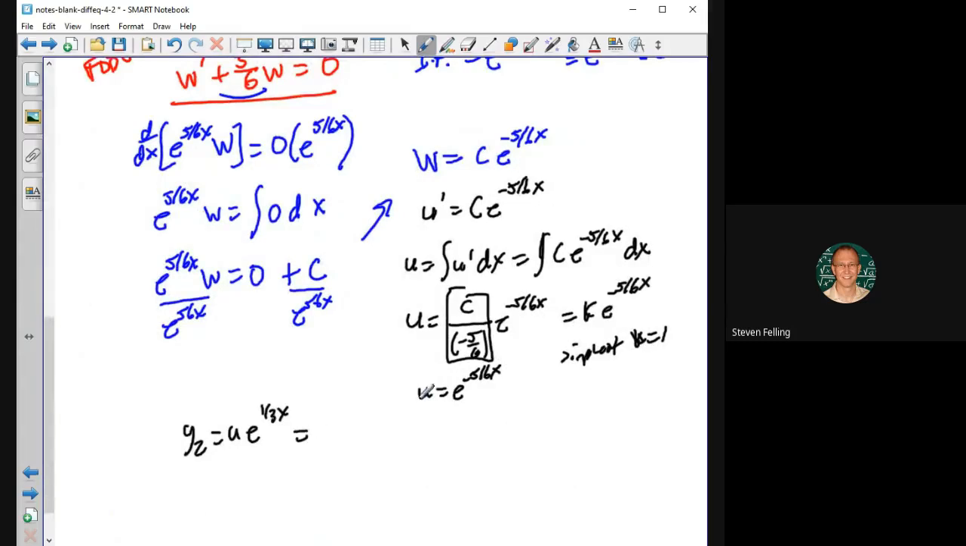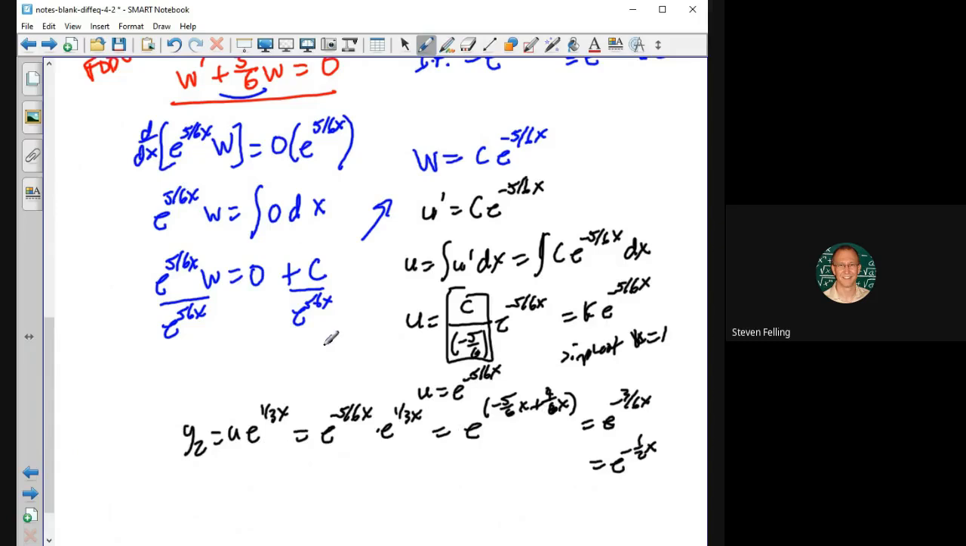And so that means since we found out that u is e to the negative 5/6x, if I multiply that times e to the 1/3 x, I will get the second solution. And so this is going to be, since it's like bases, negative 5/6x plus 1/3 x. And so this is the same as 2/6. So if I take negative 5/6 plus 2/6, I get negative 3/6, which is e to the negative 3/6 x, which just ends up being e to the negative 1/2 x.